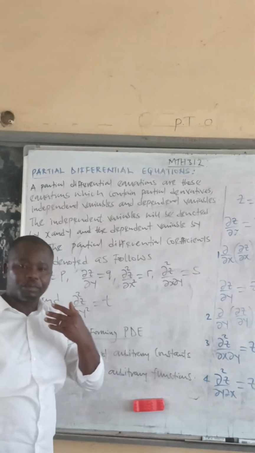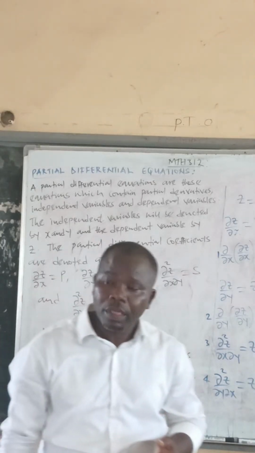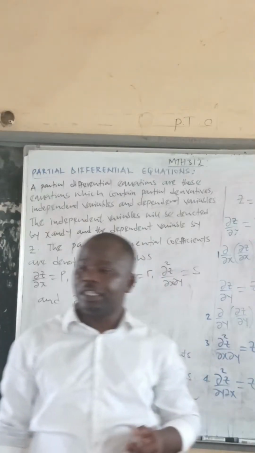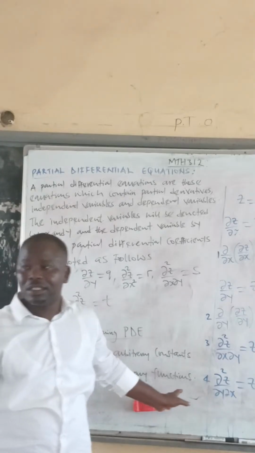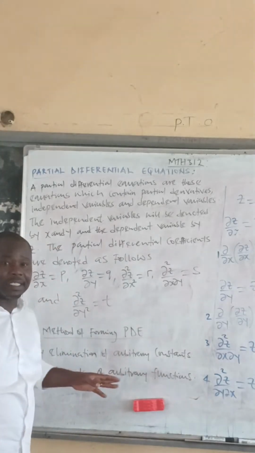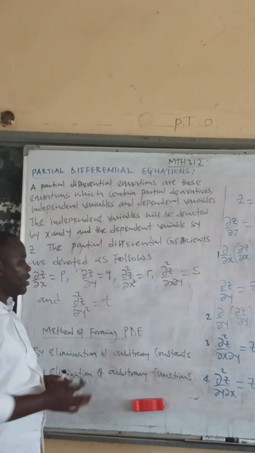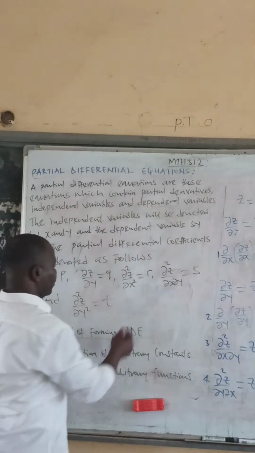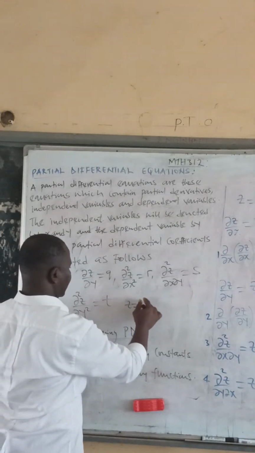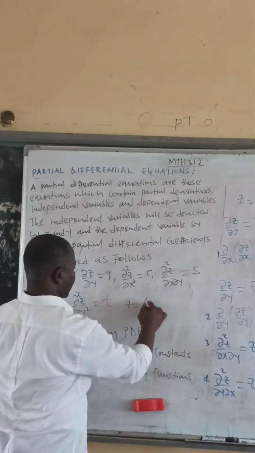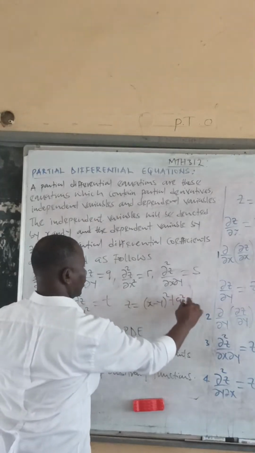We can form PDEs using two methods. One of the methods is by elimination of arbitrary constants. What do you mean by arbitrary constants? When we have a function, let me say, (x minus y) all squared plus a squared equals b squared.